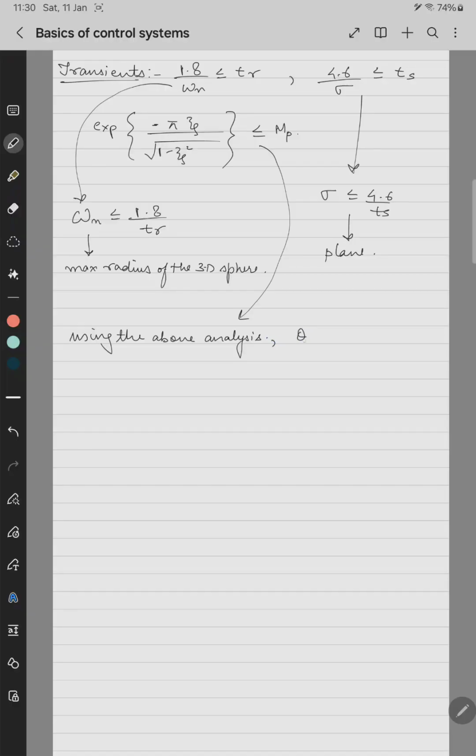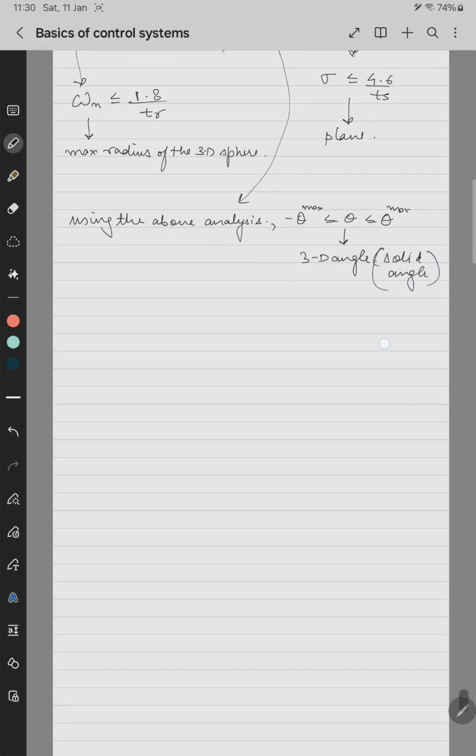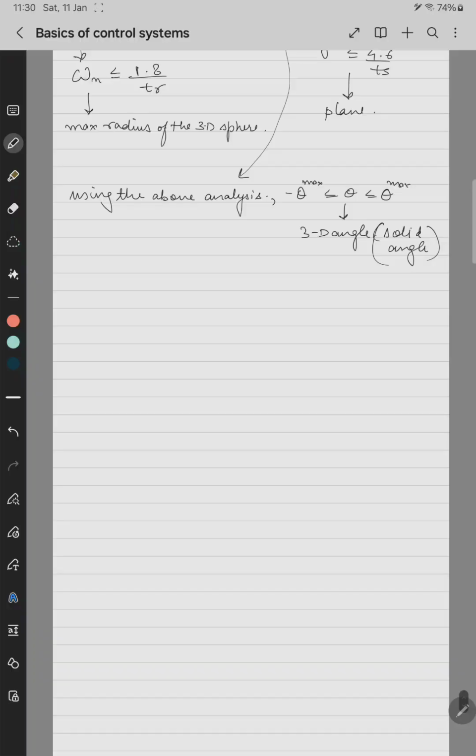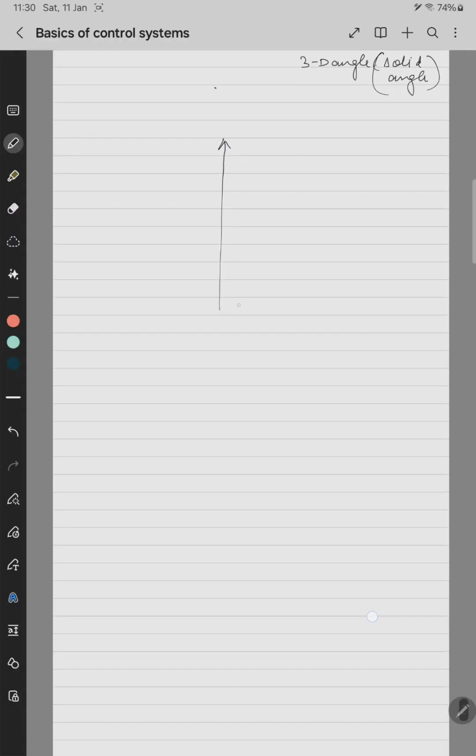Here we'll get minus theta max less than or equal to theta less than or equal to theta max. So here this theta will be the 3D angle projected. It will be the 3D angle or the solid angle, which will be difficult to visualize. So I'll quickly draw how the possible orientation of the parameters will be.